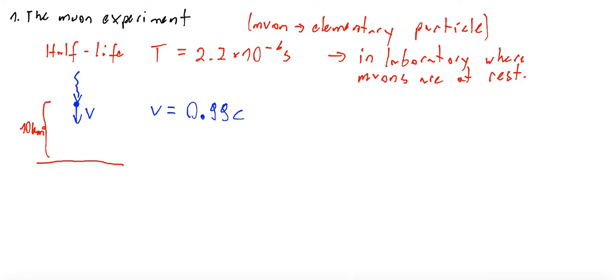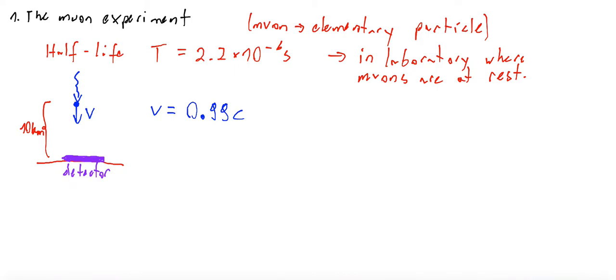Okay, and what is the important fact? The fact is that muons are detected on the Earth's surface. Not all muons created in the atmosphere, but some muons are detected by detectors on the Earth's surface, which means that the muons which are created 10 kilometers above the Earth's surface should travel a distance of 10 kilometers before they decay.